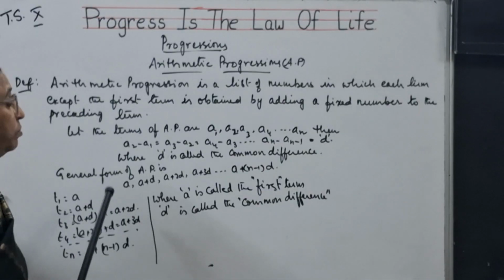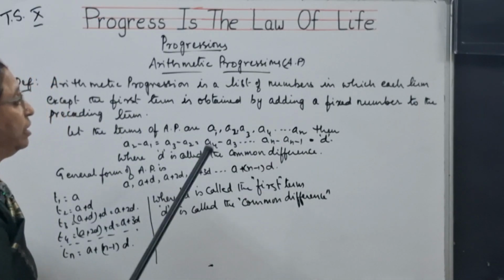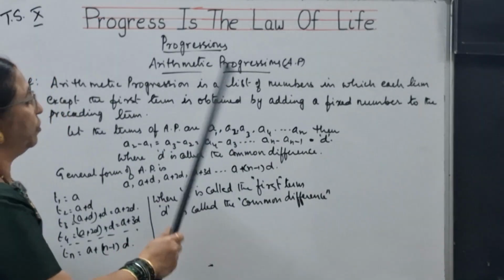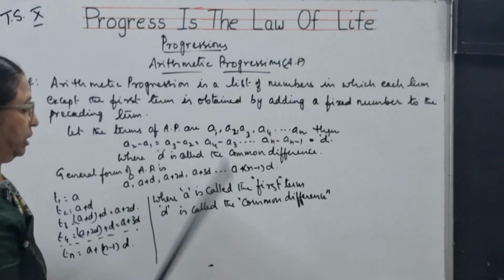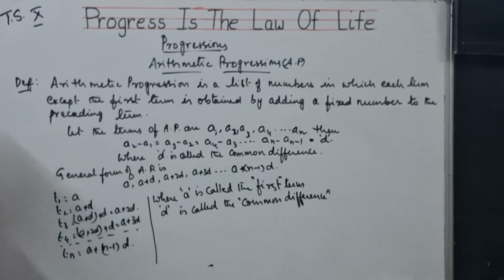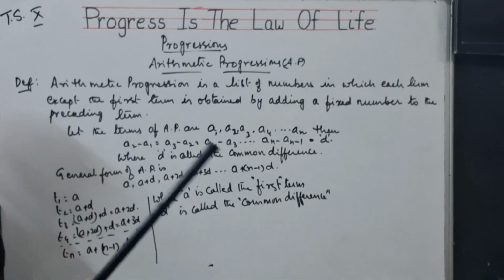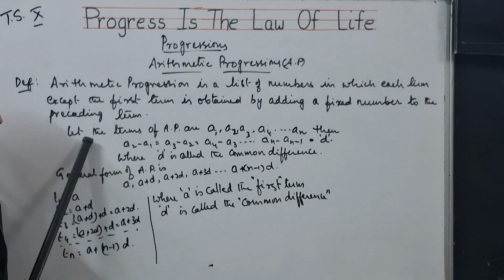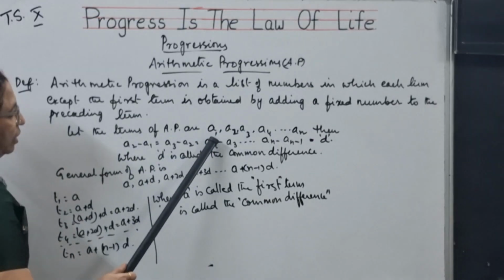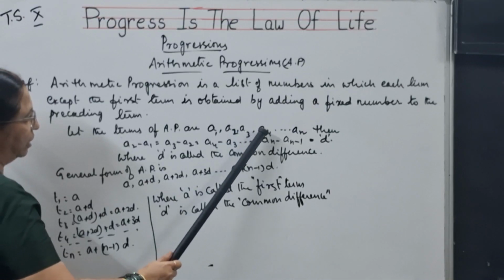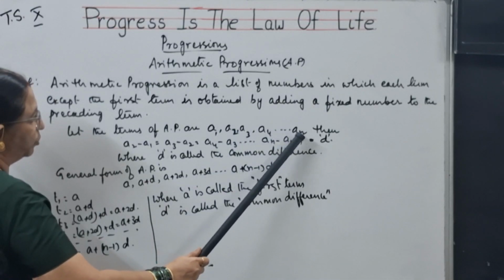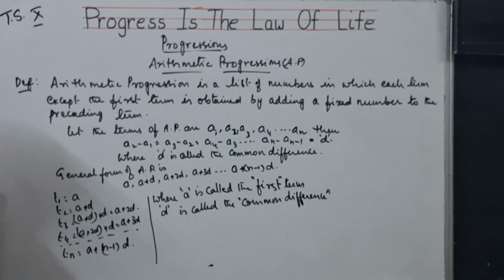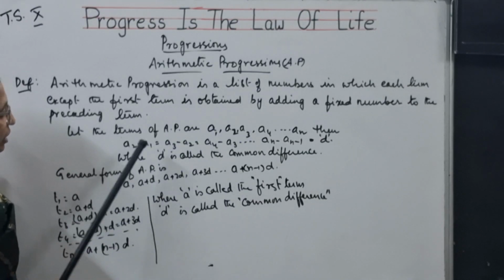To that first term, some fixed number is continuously added so that you are getting a progression, and that kind of progression is called arithmetic progression. So let us see one pattern here. Let the terms of AP be A1, A2, A3, A4 and so on up to An. n is the last term.